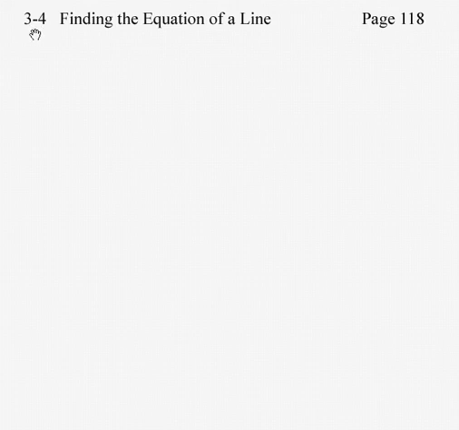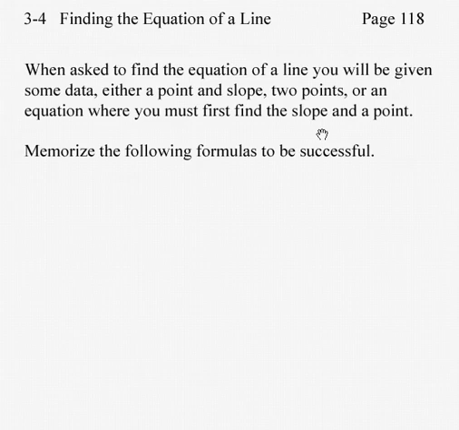In today's lesson, Chapter 3, Section 4, we want to find the equation of the line given some information. This is found on page 118. And sometimes we'll be given information. We have a point or a slope. Maybe we have 2 points. Or we have another equation where we find its slope and a point on that, and we need to go find another equation, either parallel or perpendicular.